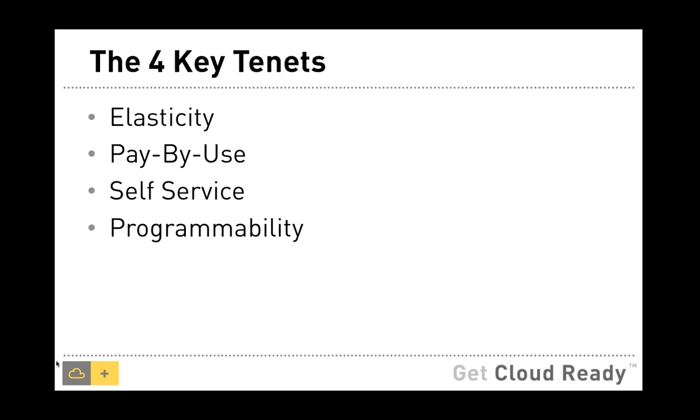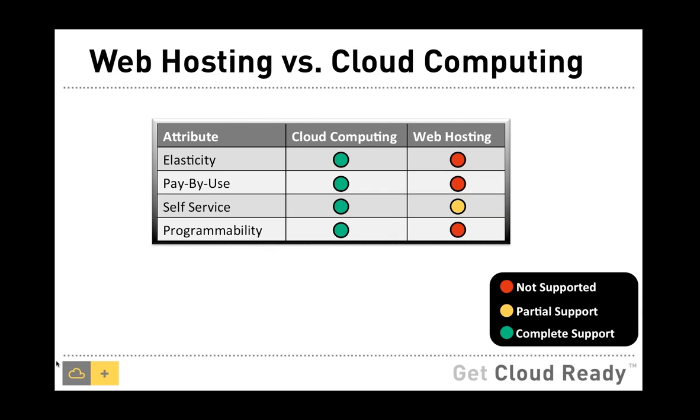So the 4 key tenets of the cloud are primarily elasticity, pay by use, self-service, and programmability. Now, this chart compares cloud versus web hosting. Elasticity is available only with cloud computing. Web hosting, think of your favorite web hoster, will take hours to provision your new server. Pay by use is very hard to achieve with web hosting or co-location, because you need to sign long-term contracts which will lock you down. Whereas in cloud computing, you only pay for what you consume.